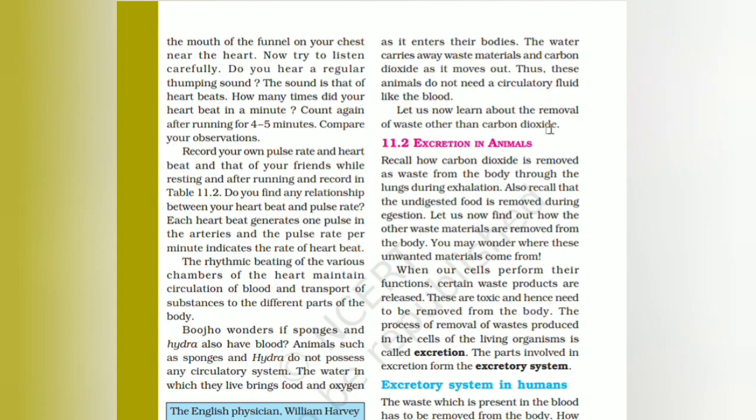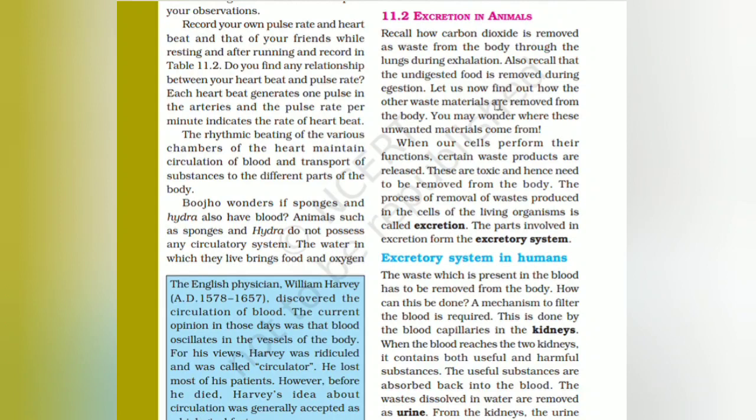Let us now learn about the removal of waste other than carbon dioxide. Excretion in animals. Recall how carbon dioxide is removed as waste from the body through the lungs during exhalation. Also recall that undigested food is removed during digestion. Let us now find out how the other waste materials are removed from the body. You may wonder where these unwanted materials come from. Whenever cells perform their functions, certain waste products are released. These are toxic and hence need to be removed from the body.